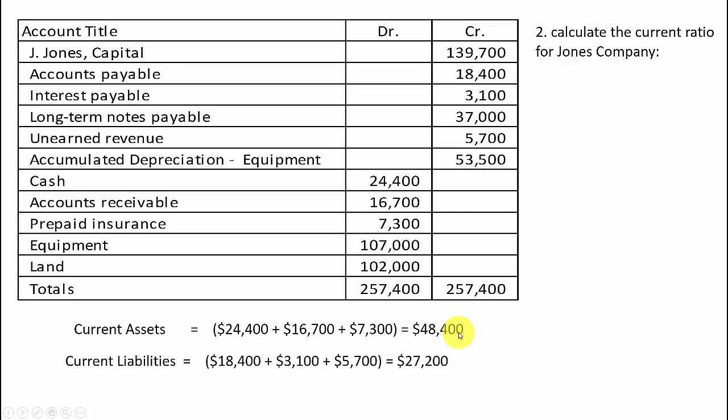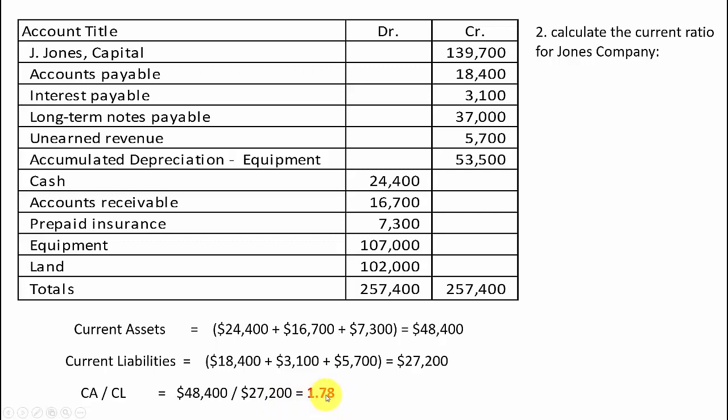And then our current liabilities are $18,400, which would be accounts payable, $3,100, which would be interest payable, and $5,700, which is unearned revenue, another liability. And then the next step would be to take the current assets divided by the current liabilities. 48,400 divided by 27,200 gives us a current ratio of 1.78 to 1.